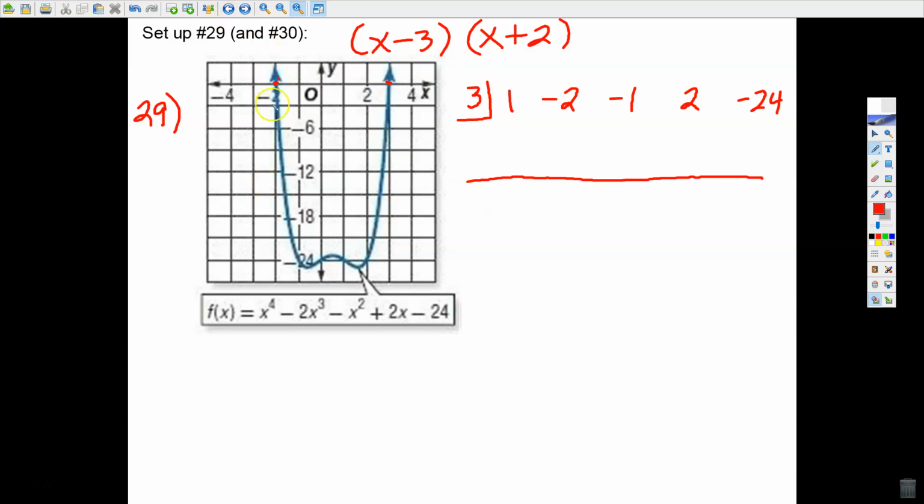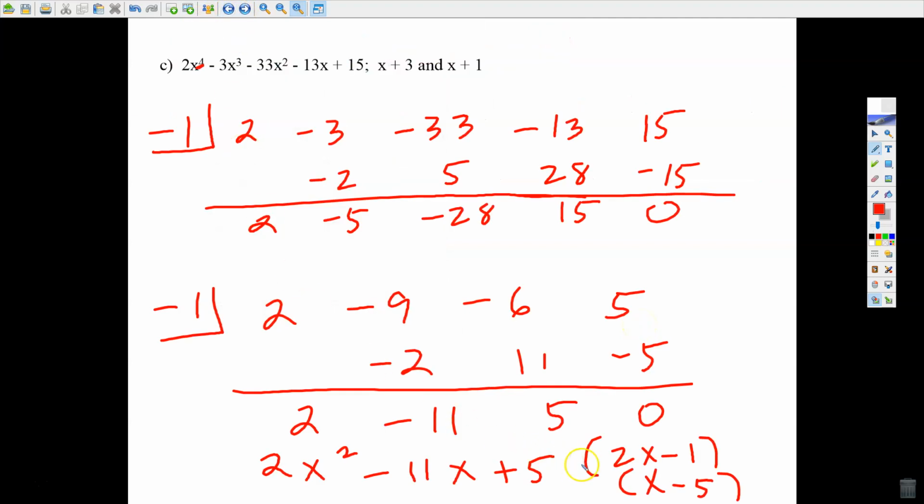Well, since they want your answers to be factors, this will actually be 2 of the factors. And then you're going to come up with the other 2 after you've finished. It'll look like this when you're finished factoring the second time through synthetic division.